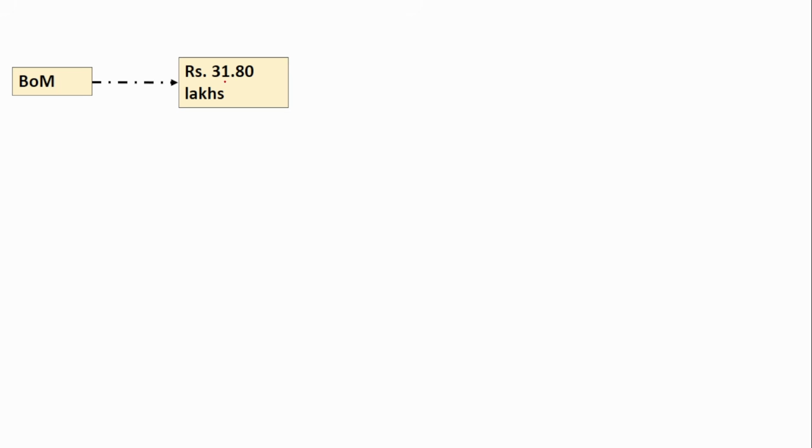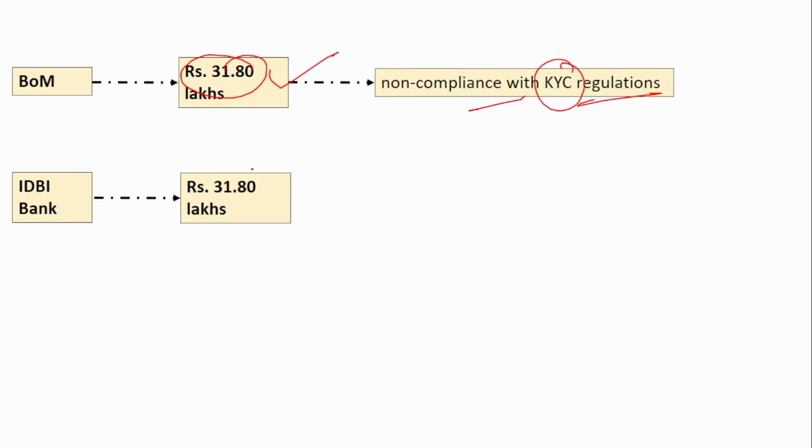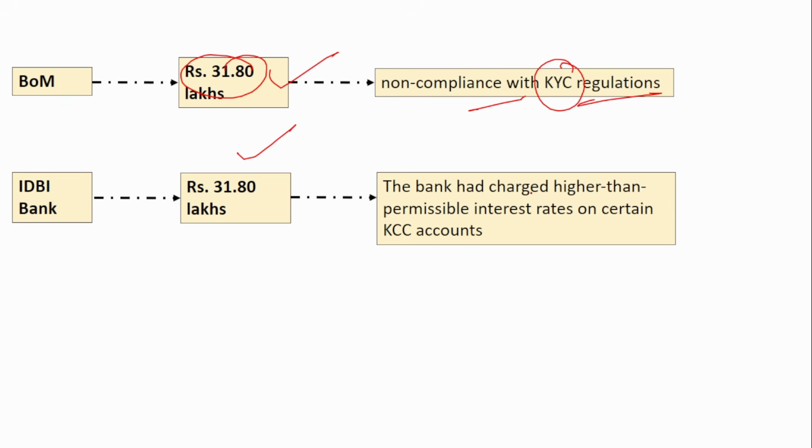Next is Bank of Maharashtra. Here the penalty amount involved is 31.8 lakhs. This is for non-compliance with KYC, know your customer regulations. IDBI Bank again 31.8 lakhs. Here they had charged a higher interest rate on the KCC, that is Kisan Credit Card accounts. A higher interest rate was charged than the actual interest rate and that is why this penalty of 31.8 lakhs.